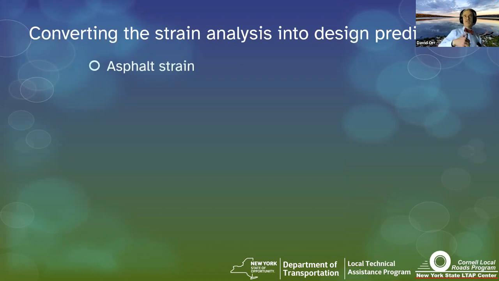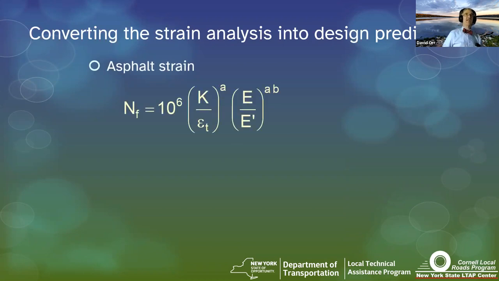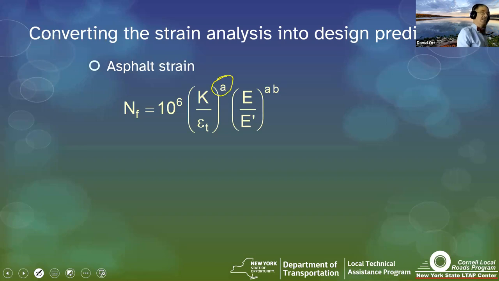Okay. So what we can do is rewrite the equation so that the number of cycles to failure allowable, N sub F, that's a number we'll see a lot again and again and again, number of cycles to failure is all of these coefficients. And the one we really care about is this A coefficient. And by the way, I don't know why this A should be, it should be a B. Okay. So it's the strain raised to some slope, which is around 4.